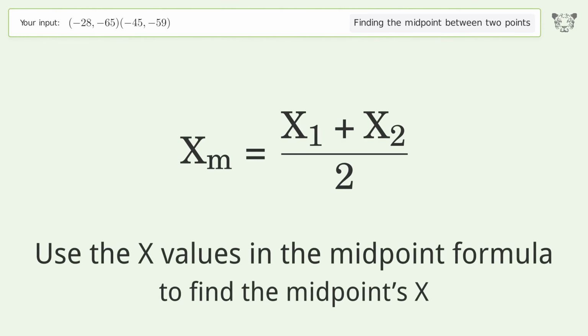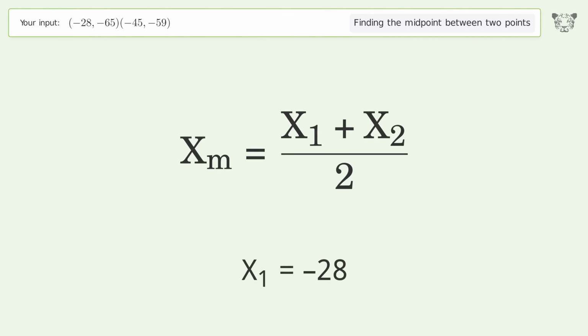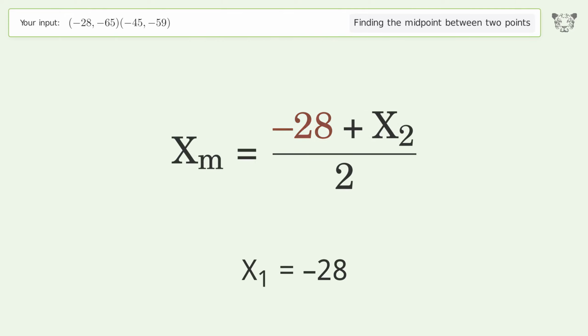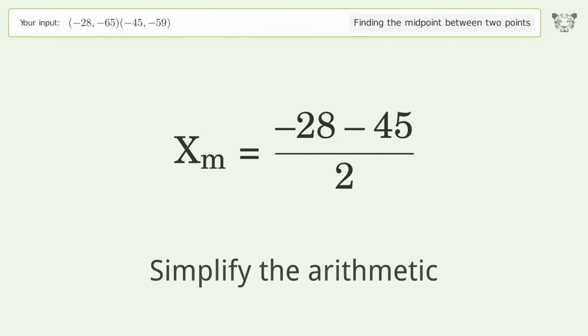Use the x values in the midpoint formula to find the midpoint's x. x1 equals -28. x2 equals -45. Simplify the arithmetic.